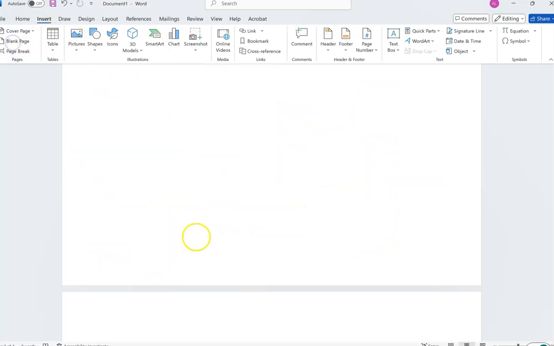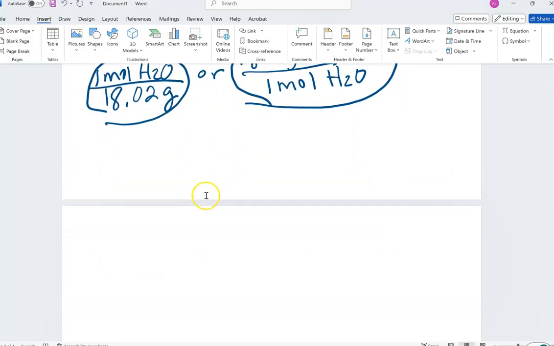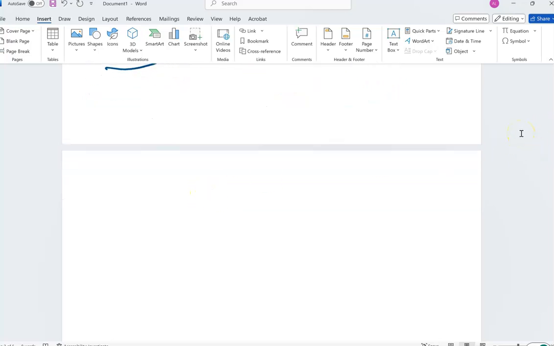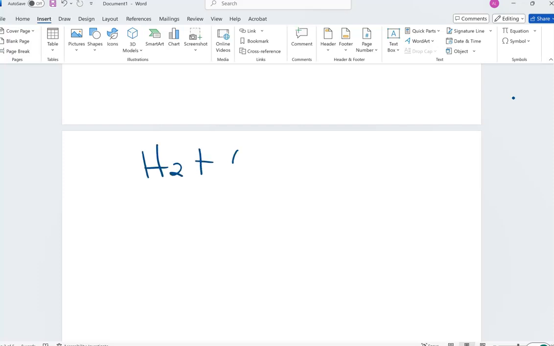So the next thing is you do have to remember how to balance a chemical equation. And anytime you do these stoichiometry problems, you have to balance a chemical equation. So if I have hydrogen plus oxygen produces water, I have to figure out, on this side of the equation I have 2 hydrogen, this side I have 2 hydrogen. This side of the equation I have 2 oxygen, this side I only have 1.